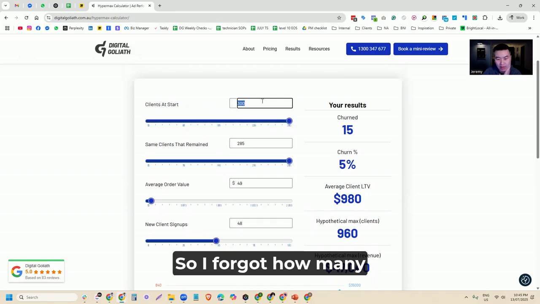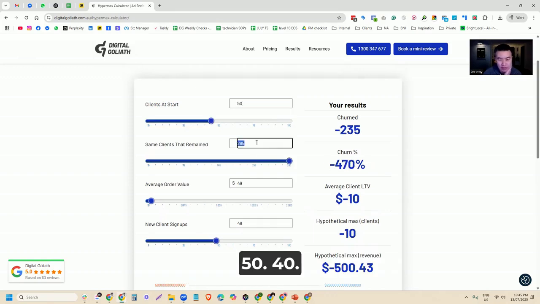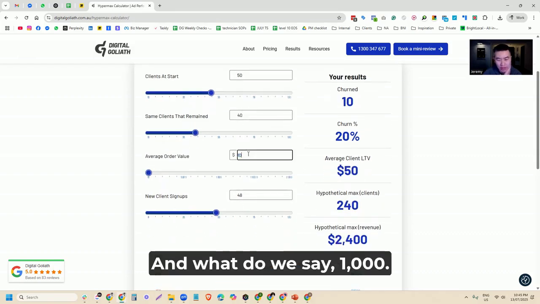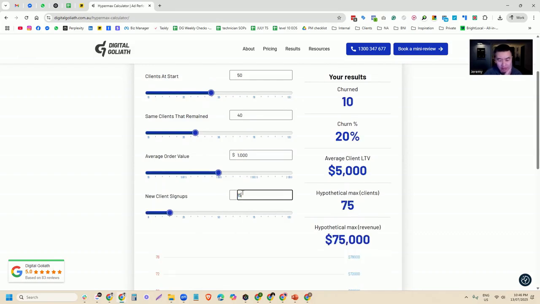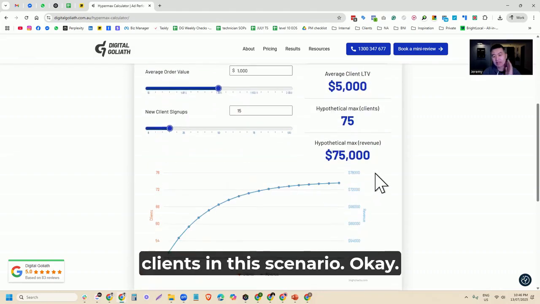So I forgot how many in your scenario, where it was 50, 50, 40, good, 40, and what did we say? $1,000? Yep, and 15 signups, right? Okay, so you'll end up with 75 max clients in this scenario.